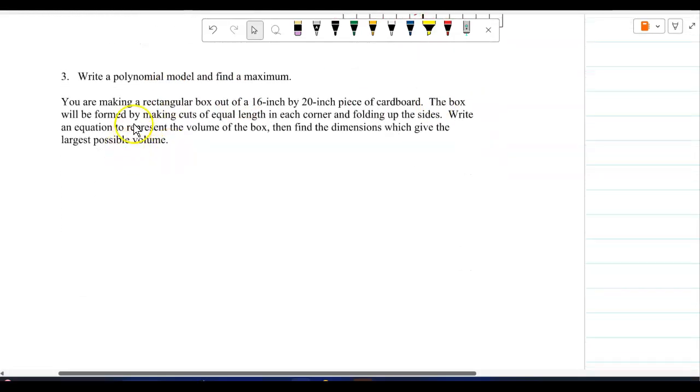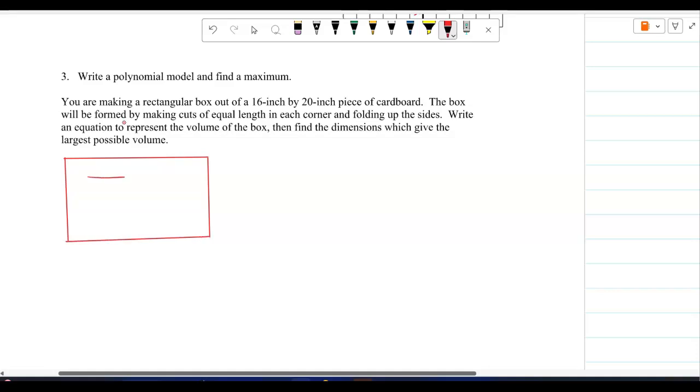Okay. Write a polynomial model and find the maximum. Chalo. You're making a rectangular box from a 16 by 20 inch piece of cardboard. The box will be formed by cutting off the corners. Represent the volume of the box and find the dimensions which give the largest possible volume. You're cutting it off from the inside corners.